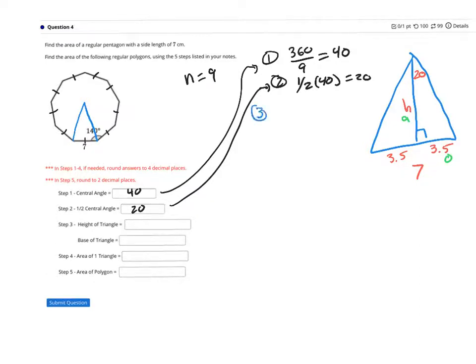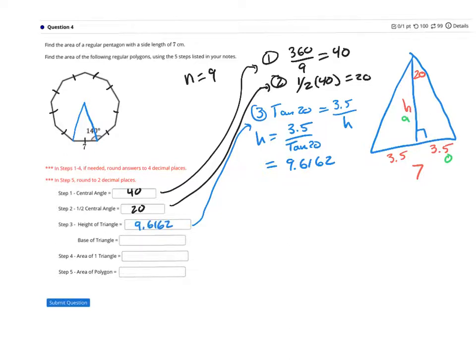So for step number 3, to find the height, what I need to do is say the tangent of 20 degrees is equal to the opposite side, which is 3.5, over the adjacent side, which is the height. This is a division problem, so the height equals 3.5 divided by the tangent of 20. And when you plug that into your calculator, that's going to give you 9.6162.